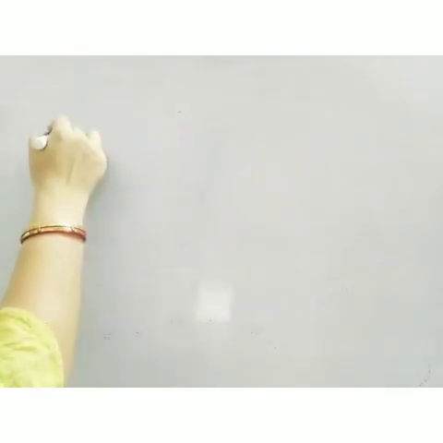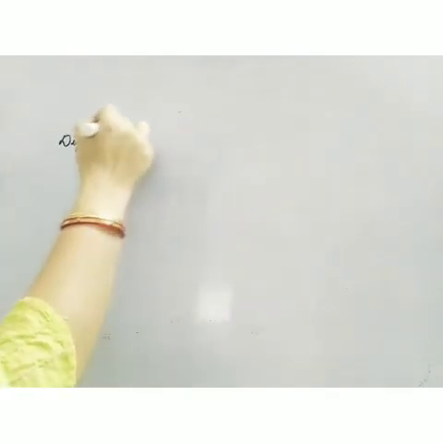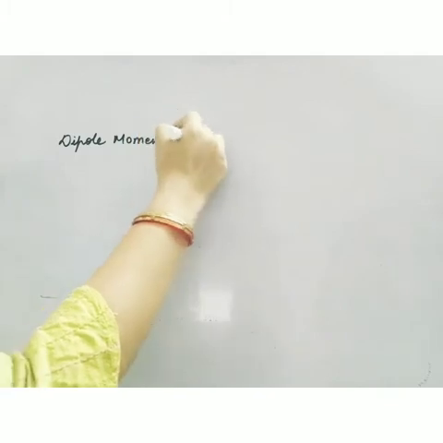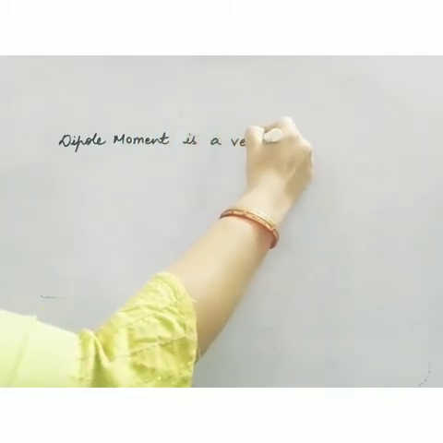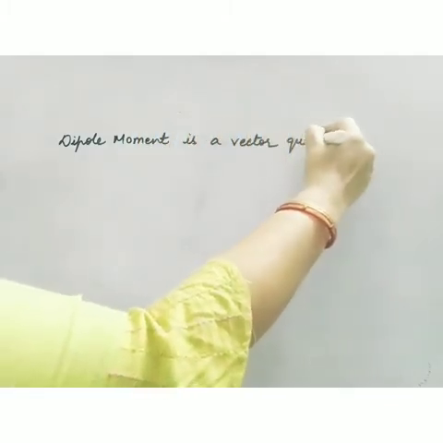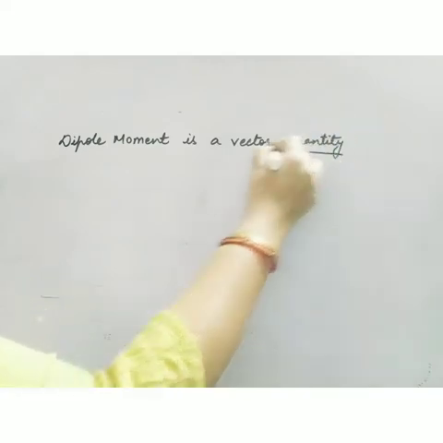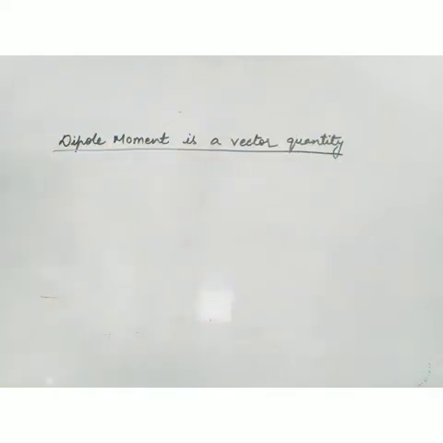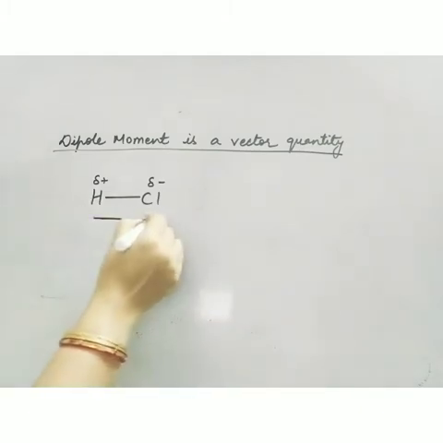Now this dipole moment is a vector quantity, which means it has both magnitude as well as direction. Suppose this is a polar molecule. Now this is delta plus and this is delta minus. So we can calculate the dipole moment, Q into D, and we can also represent it on paper. The direction is like this.